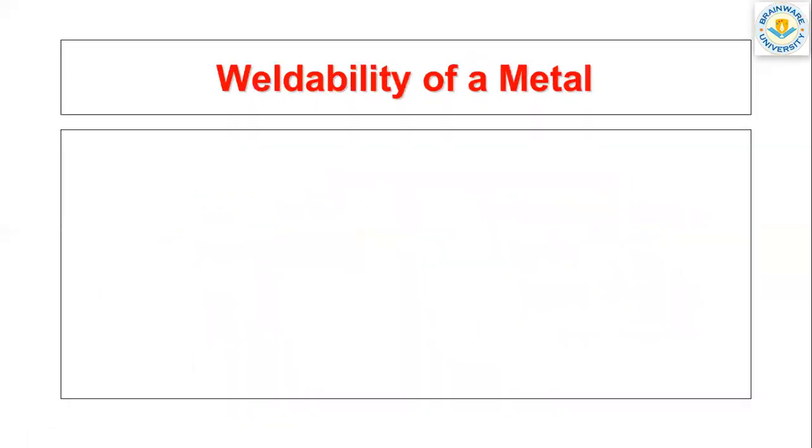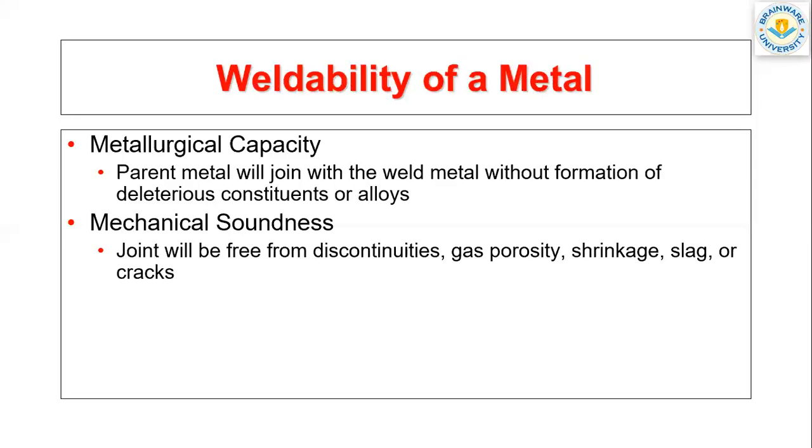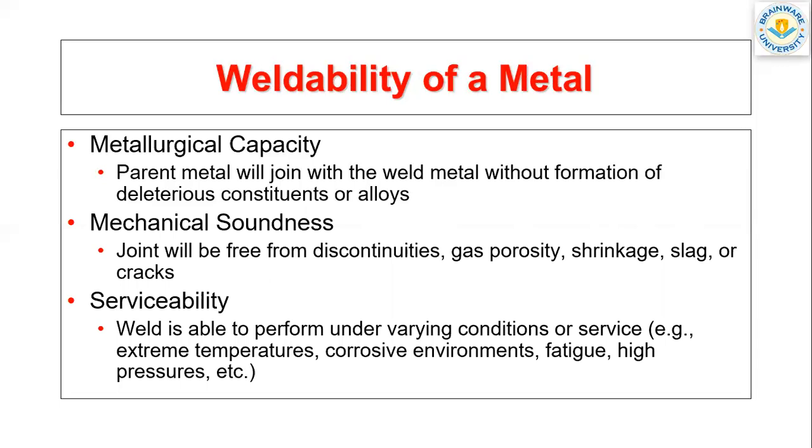Next, one important term, that is weldability. That means weldability represents the ability of welding of a metal, and it can be represented by the metallurgical capacity, the mechanical soundness, and the serviceability. Okay, basically metallurgical ability means the parent material will join the base metal. And the mechanical soundness means the joint will be free from any type of defects.